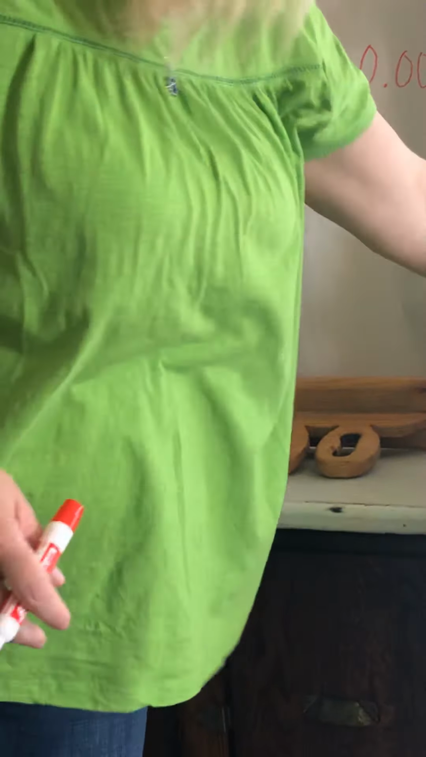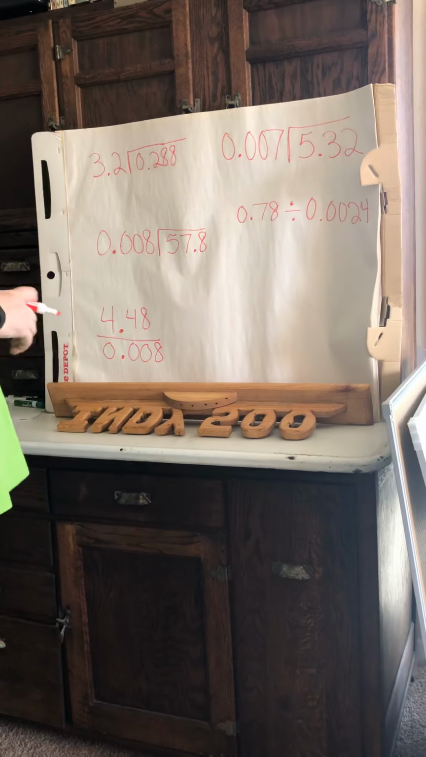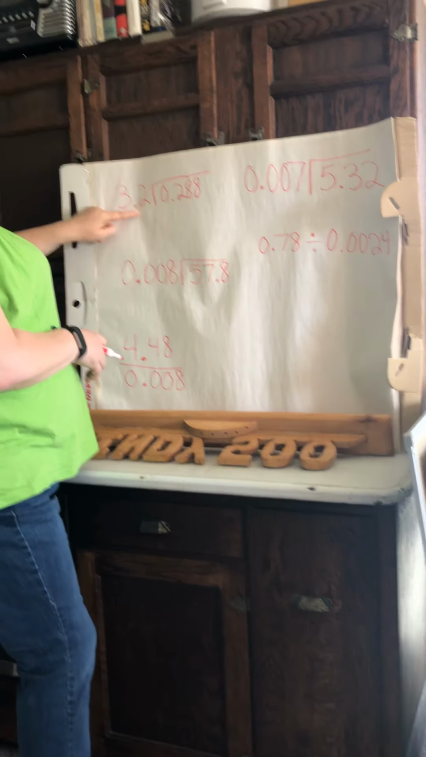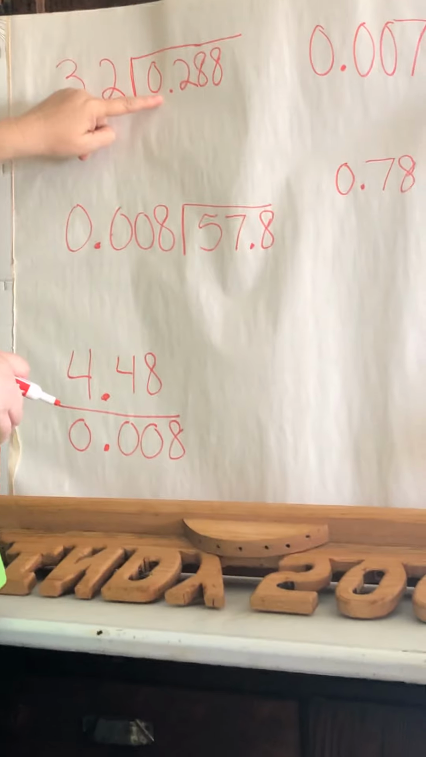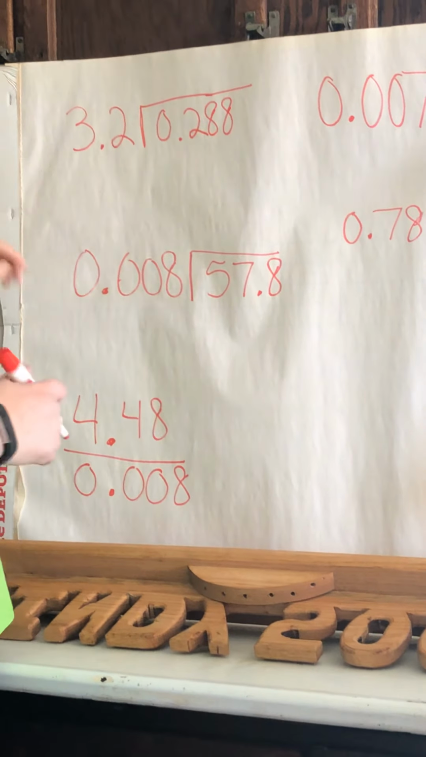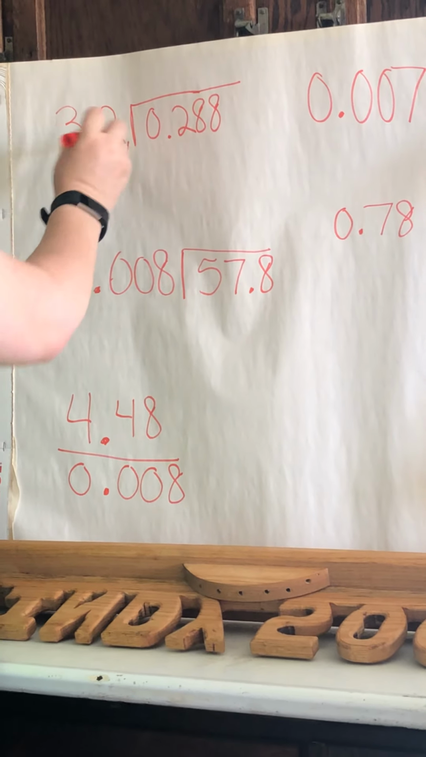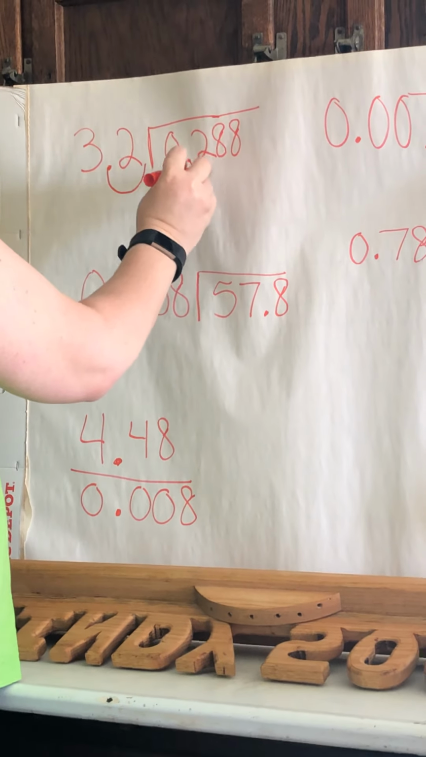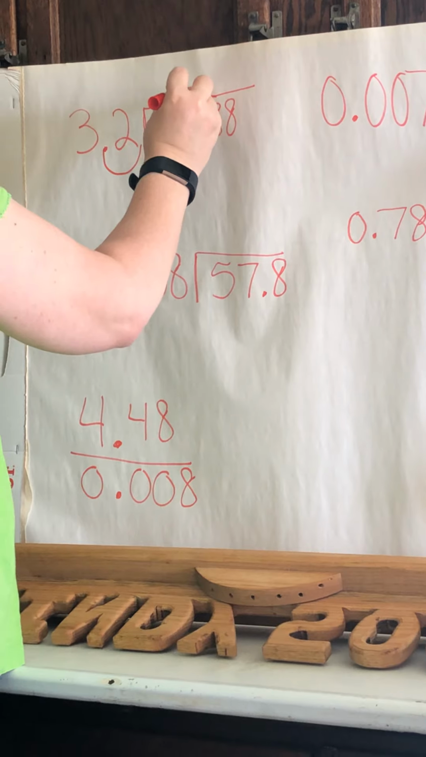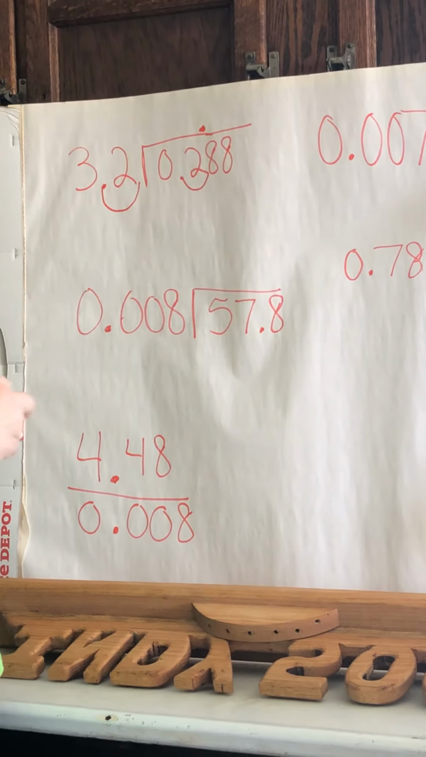Now we're going to do some more problems. We have 3.2 divided into 0.288. I'm going to move this decimal how many times? One time to get it over here. I'm going to do the same over here, and I'm going to go ahead and place it. It's right in between that 2 and that 8.